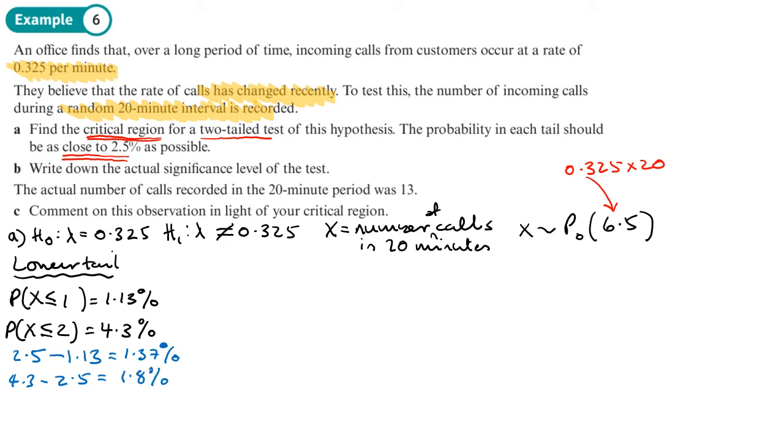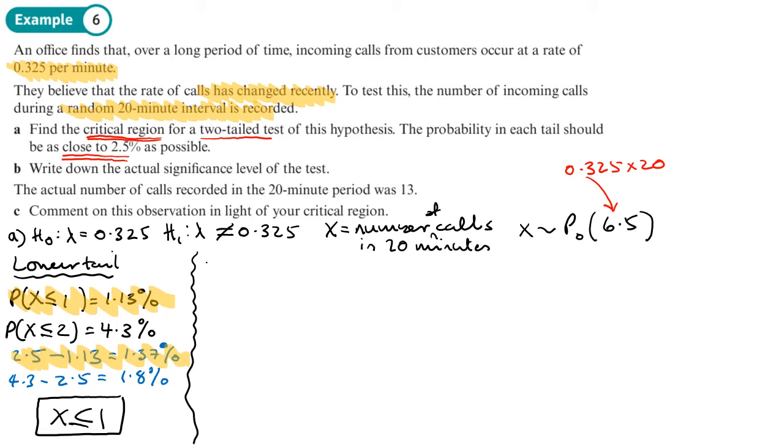So this one here wins, it's closer, which means that my critical region is the observed value is less than 1. So if the number of calls in 20 minutes is 1 or less, I can say there's been a change. Right, and let's now look at the upper tail.